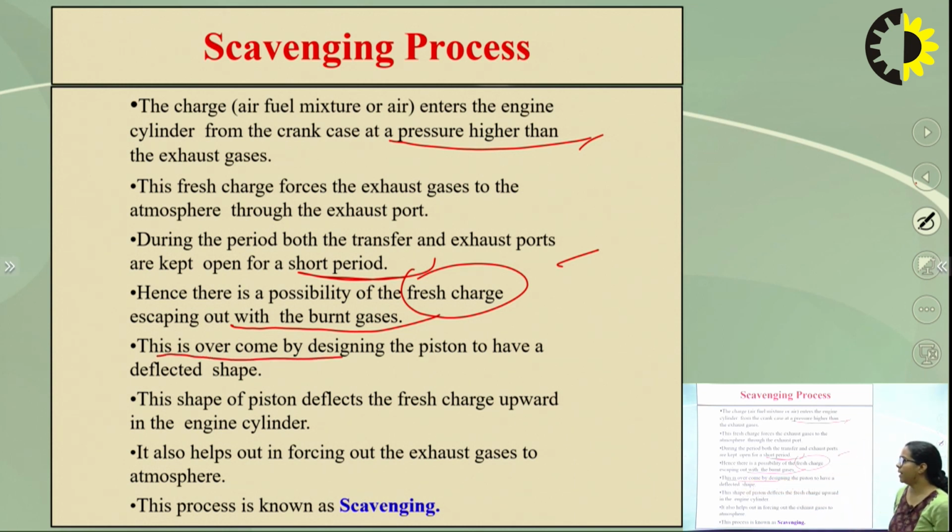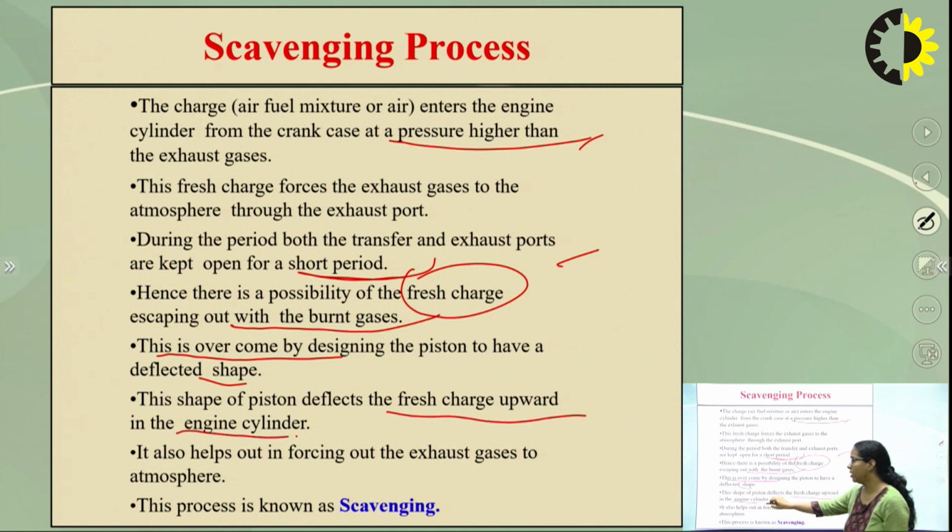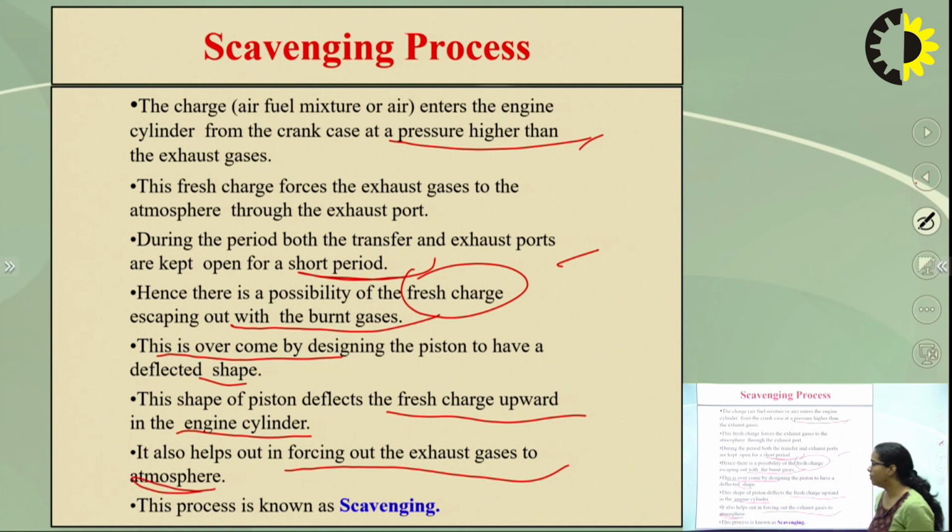This is overcome by designing the piston to have a deflected shape. This shape of piston deflects the fresh charge upward in the engine cylinder, that is the combustion chamber. It also helps in forcing out the exhaust gases to the atmosphere. So by designing a crown over the piston, it reduces the possibility of the fresh charge escaping out. This process is known as scavenging.